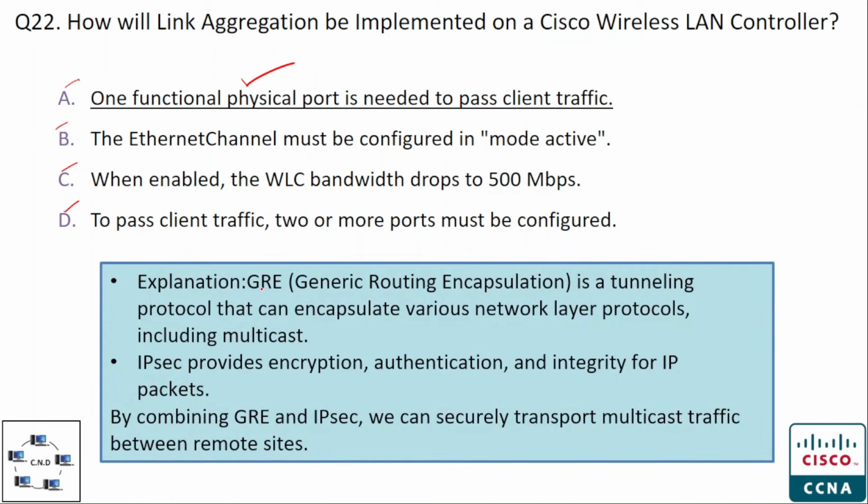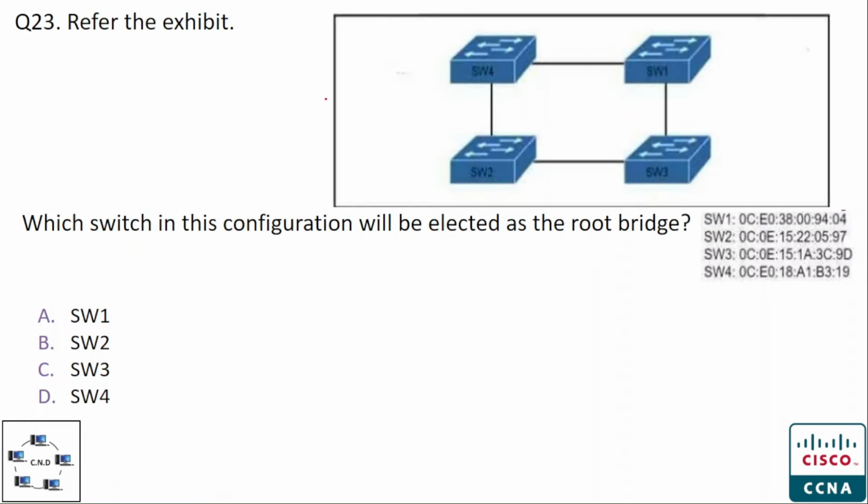Sorry, this is again the incorrect explanation. So we will only go with the correct answer since we don't have an explanation for this question. Again, we have question number 23, and we have an exhibit. Refer to this exhibit. Which switch in this configuration will be elected as the root bridge? So we have 4 switches: switch 1, switch 2, switch 3, switch 4, and we have the MAC addresses of all the 4 switches. So which switch will be selected as the root bridge considering these MAC addresses?